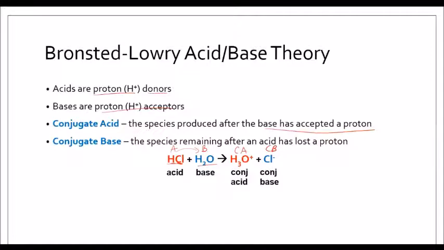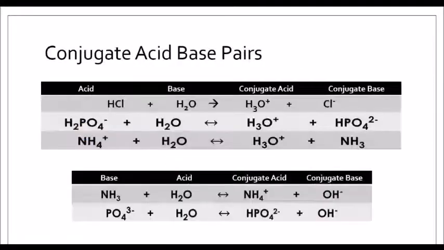The acid and base are always the labels on the reactant side. The conjugate acid and conjugate base pair is always going to be on the product side, and they differ by only the one proton, no more, no less. It's a stepwise reaction. Here are some examples of them: acid, base, conjugate acid, conjugate base.